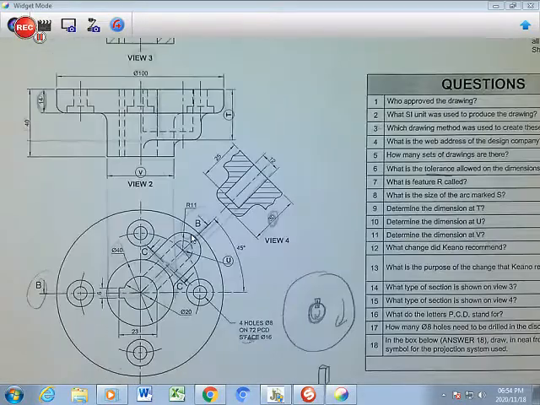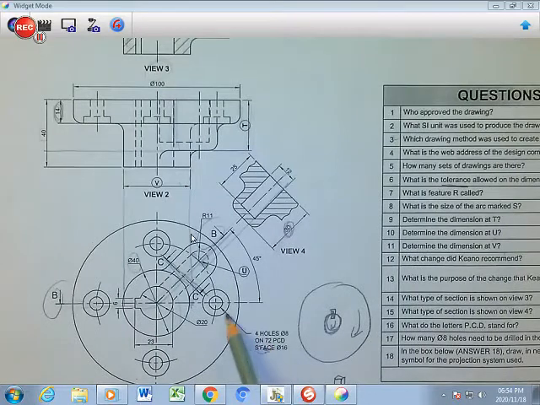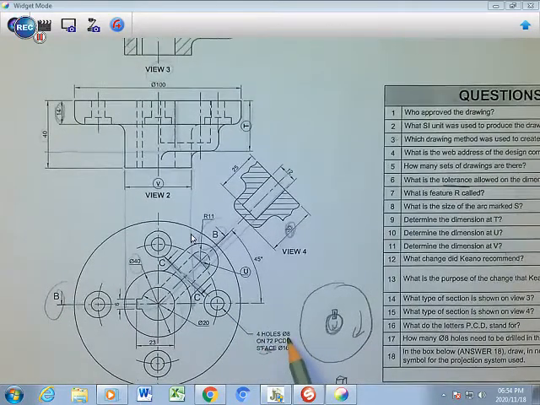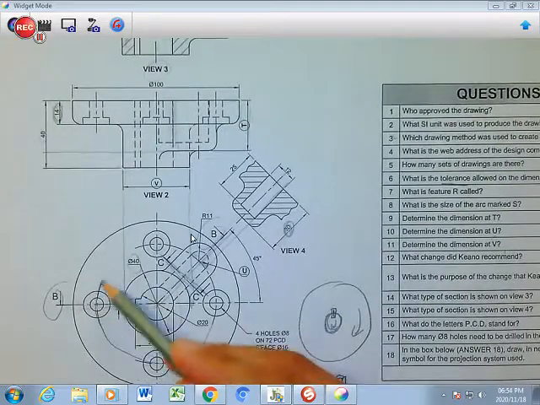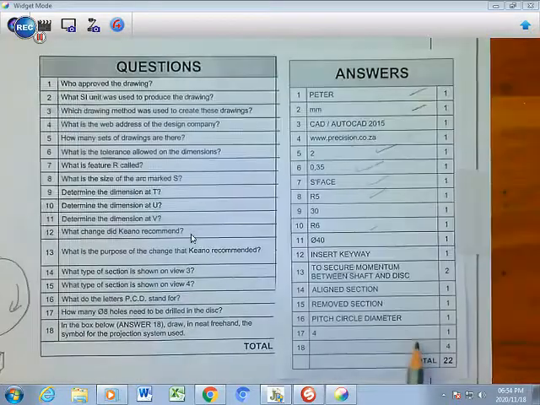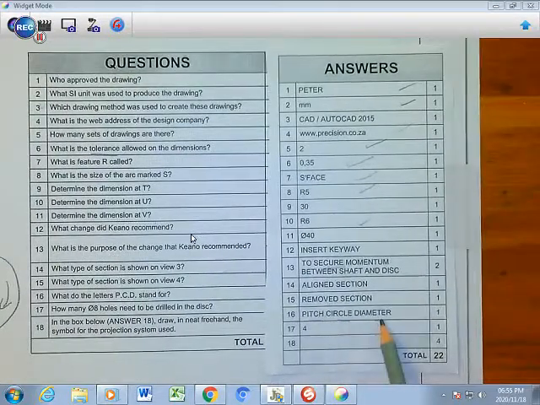What does the letters PCD stand for? I want to look at PCD because it says here 4 holes, 8 diameter, which are these 4 holes, 8 on a 72 PCD. The 72 PCD is the circle on which all the holes are situated. That is PCD: Pitch Circle Diameter. Okay.